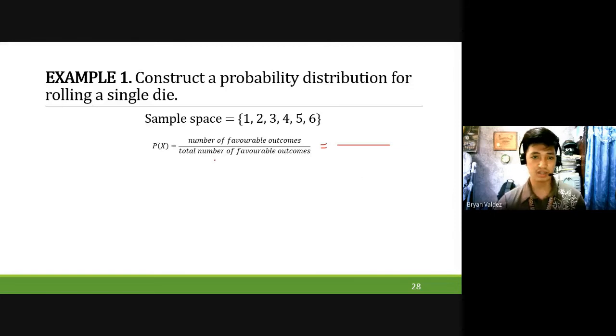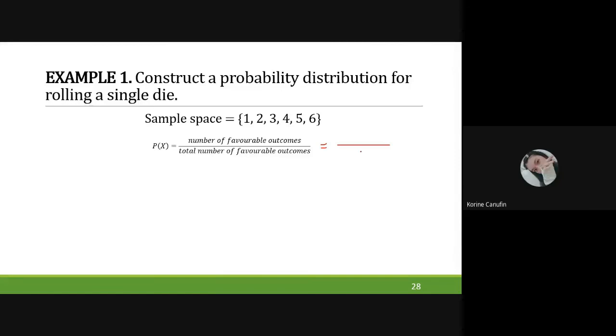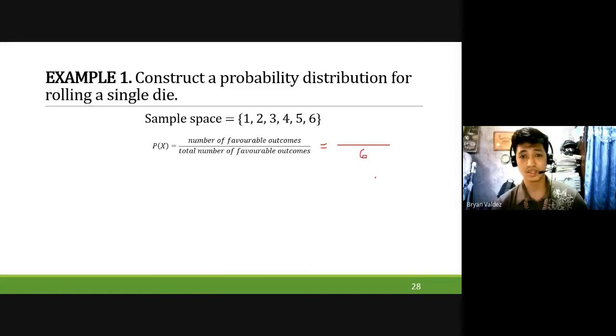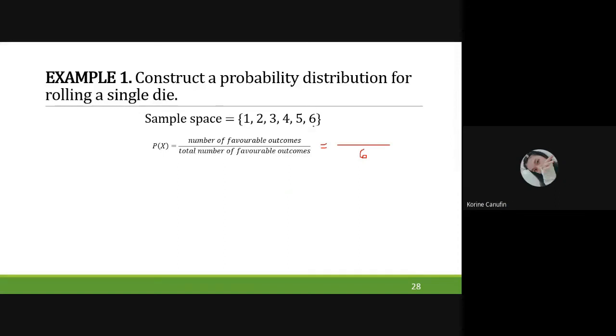So, dito, ano yung denominator natin? Ilan yung possible outcomes natin? 6 po. Anim. Yan. So, okay. So, 6. So, ilan yung favorable outcome or ilan yung possible outcome na lalabas ay 3? Isa lang. Isa po. Yung 6 po.